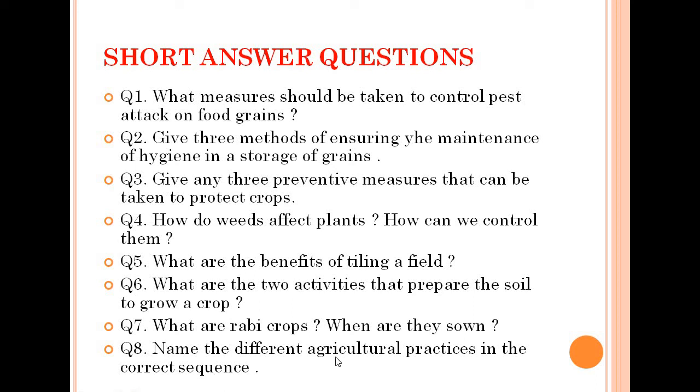Name the different agricultural practices in the correct sequence. The first one is soil preparation, which involves 3 methods: ploughing, leveling, and applying fertilizers. The second step of the agricultural practices is the selection and sowing of seeds. The third one is irrigation. The fourth one is weeding and crop protection. And the fifth one is harvesting and storage. So these are the different agricultural practices.